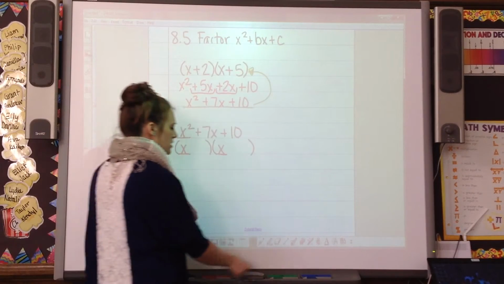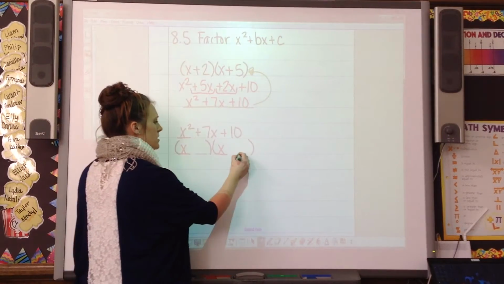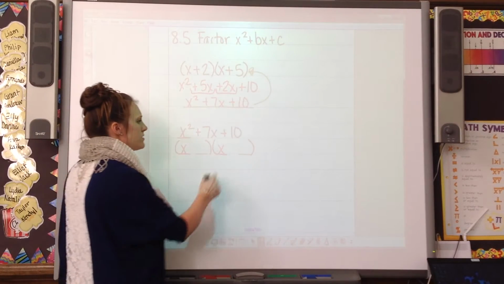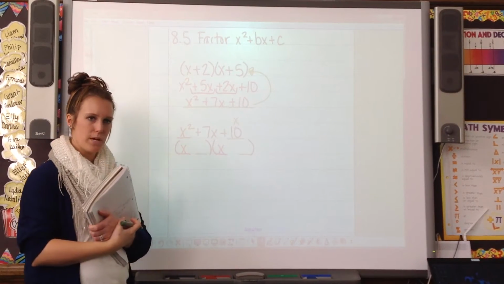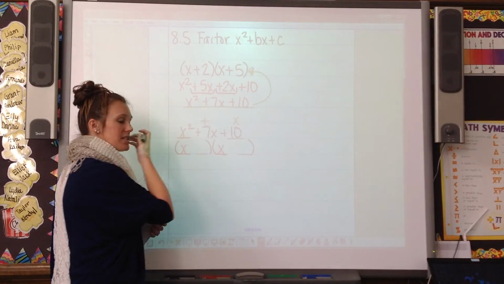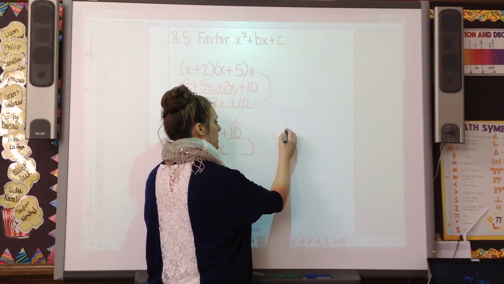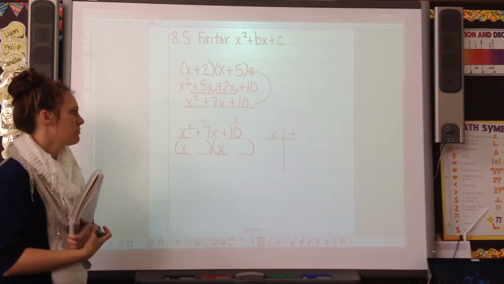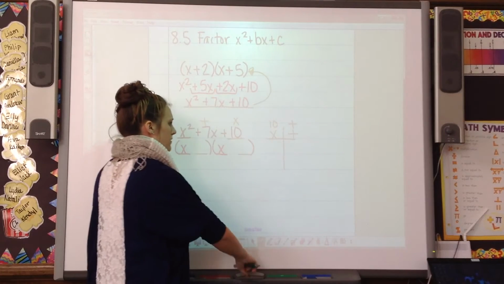It's trickier for the last two terms. This term and this term is kind of like a puzzle. You have to figure out what multiplies to be 10. So what two factors make 10? 1 times 10 or 2 times 5. But those same factors add to be 7. Okay? To keep our thoughts organized, I'm going to create a t-table. You want to multiply to be 10, but add to be 7.